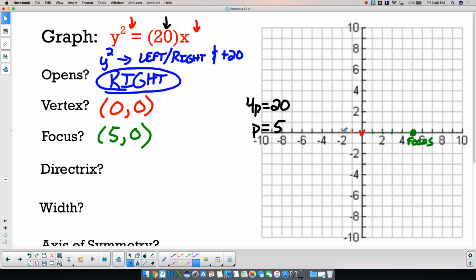One, 2, 3, 4, 5. So here is my directrix. My directrix is a line, and that line is going to be x equals -5.